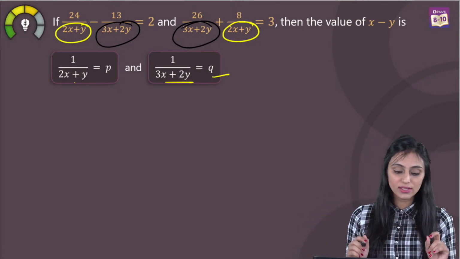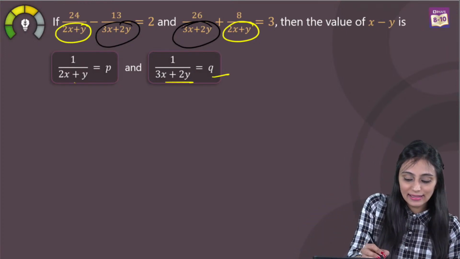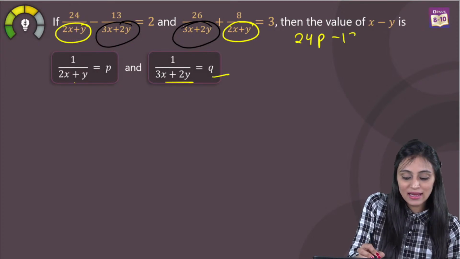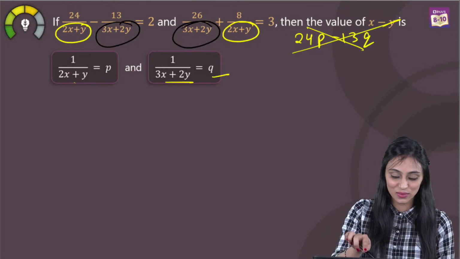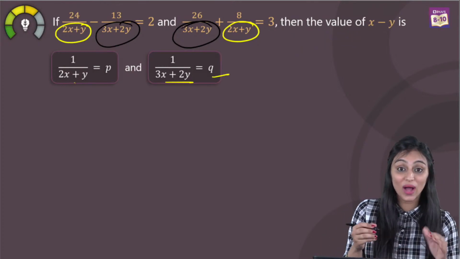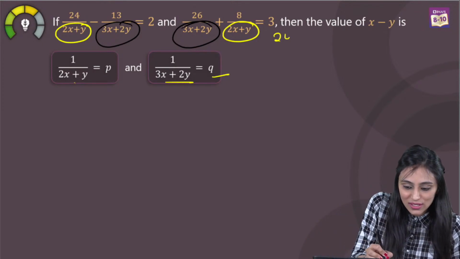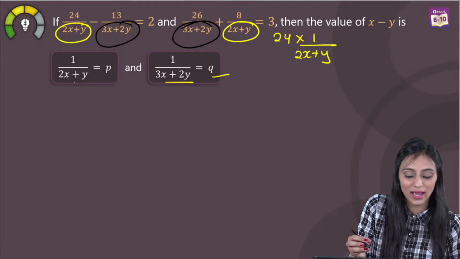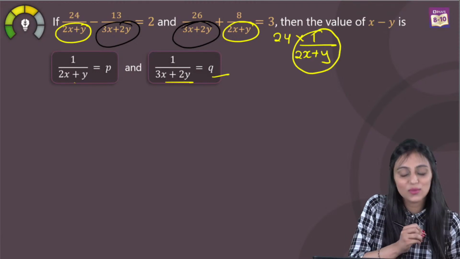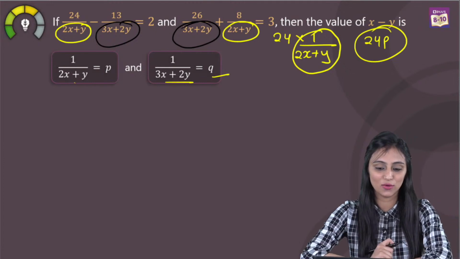So now a very common mistake that students generally make is, they write it as 24p minus 13q. This is absolutely wrong. You cannot write it this way because 1 upon 2x plus y is p, not 2x plus y is p. So here 24 is written as it is and we can write this as 1 upon 2x plus y, right? And this 1 upon 2x plus y is nothing but p, so we get 24p over here.